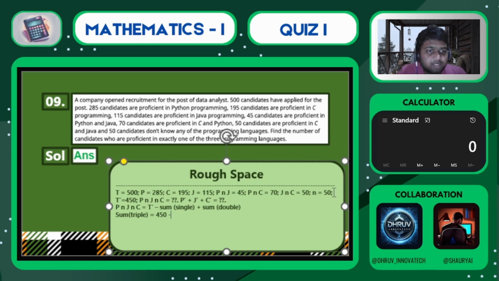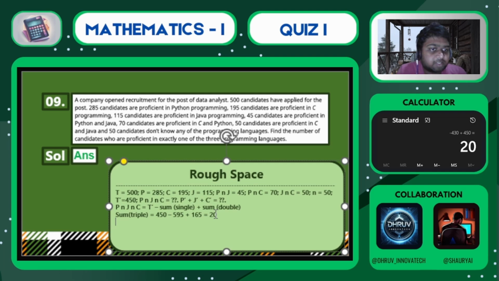We can get 450 minus. Let's do the total. Also, you will be given a calculator. Please use it to save your time. 285 plus 195 plus 115, which is 595. Then we have to add all the doubles. Let's calculate the number of doubles. 45 plus 70 plus 50, which is 165. Let's see what comes to 165 minus 595 plus 450 gives us 20. So 20 is the intersection of all three sets.